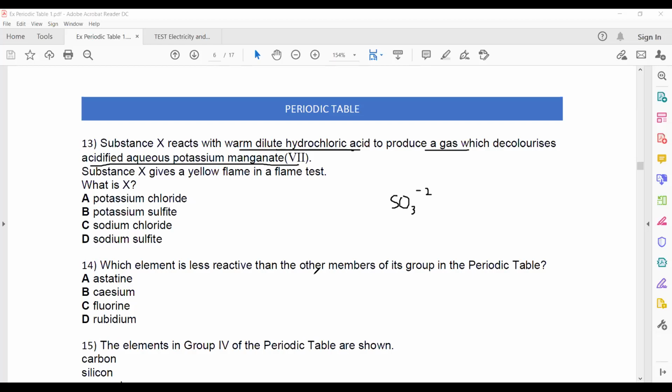colorless. And then substance X gives a yellow flame. The yellow flame is because of sodium, Na. So what is this substance? Because of the flame test, we identified sodium, and the other test is for sulfite ion. So it is what? It is sodium sulfite. D is the right answer.